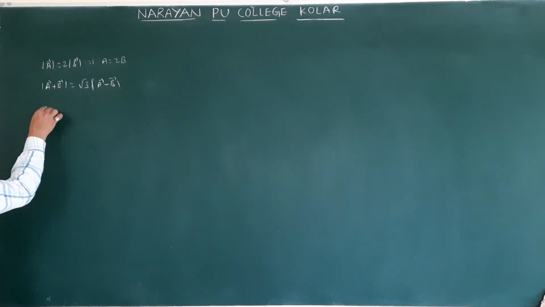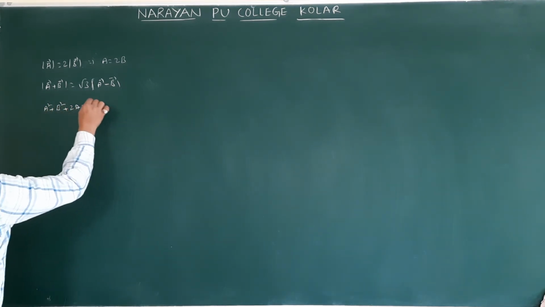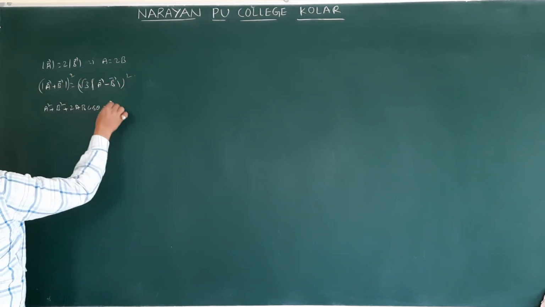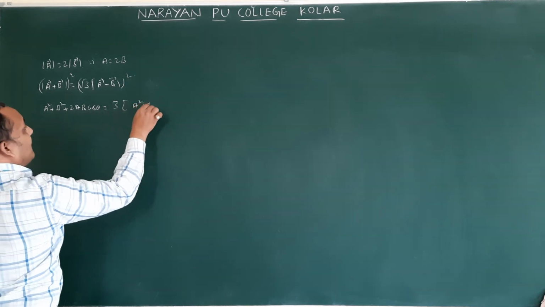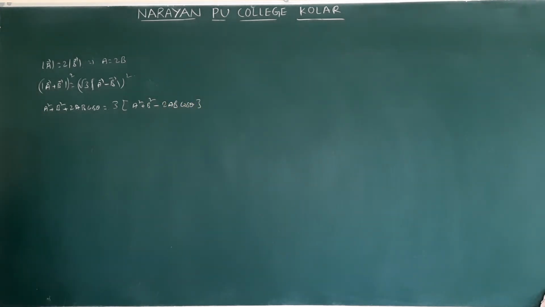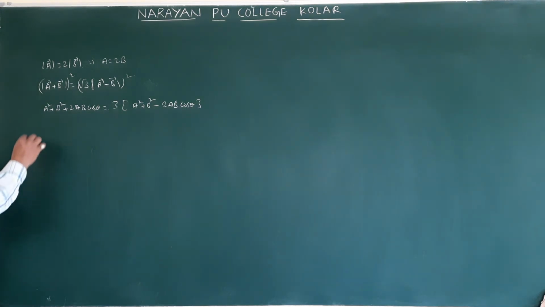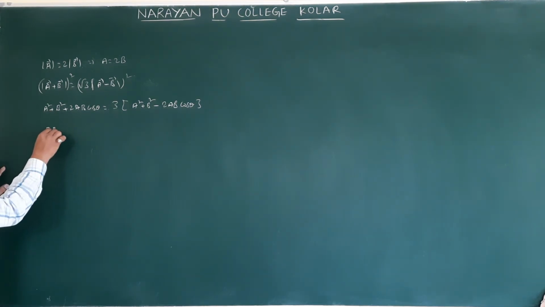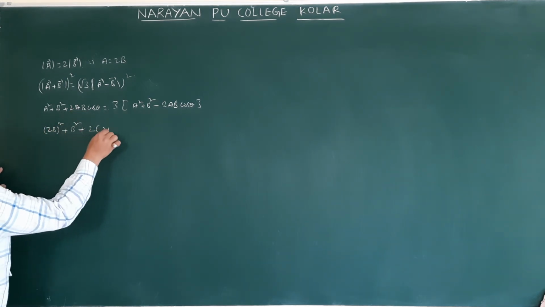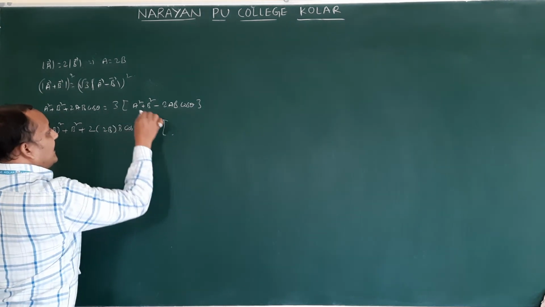Squaring on both sides: A square plus B square plus 2AB cos theta is equal to this one whole square. Root 3 whole square means 3 times A square plus B square minus 2AB cos theta. So in place of A, you can substitute 2B. 2B whole square plus B square plus 2 into, in place of A, 2B, B cos theta is equal to 3 times of, what is A now?